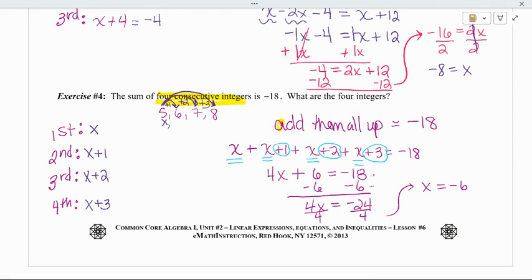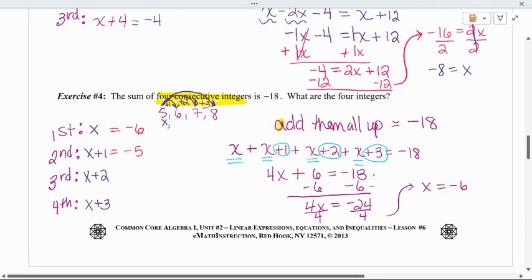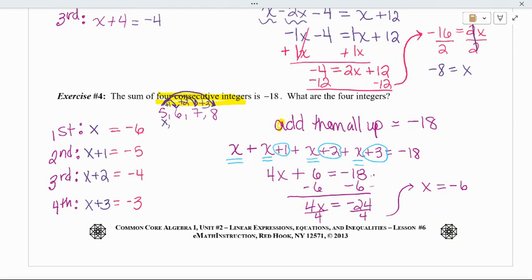Okay. So our first integer is negative 6. What is negative 6 plus 1? Negative 5. Good job. What is negative 6 plus 2? Negative 4. And what is negative 6 plus 3? So those are our integers. Okay. How do you feel about that? Good. I think this one helped me a lot with understanding. Okay.